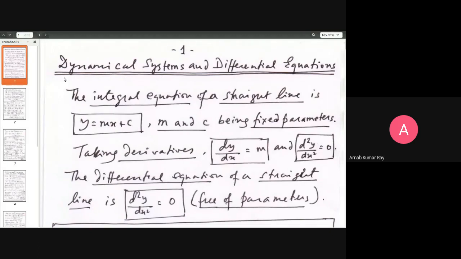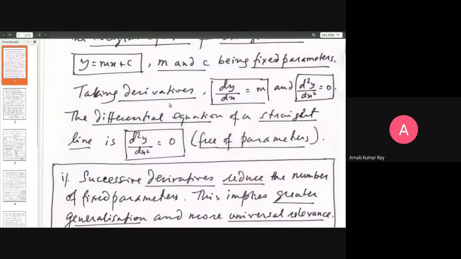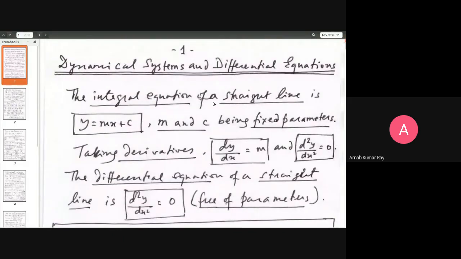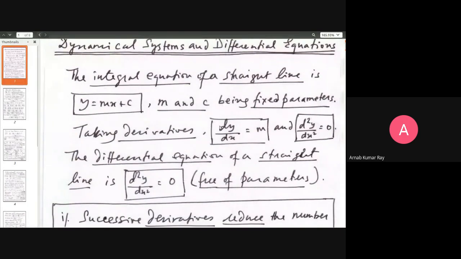In order to understand that, we shall first just try to see what are the salient advantages of a differential equation. So let's see. We'll start with a very simple example, namely the equation of a straight line. You notice that I have written the word integral equation of a straight line, and that is y is equal to mx plus c, where m and c are fixed parameters of the system.